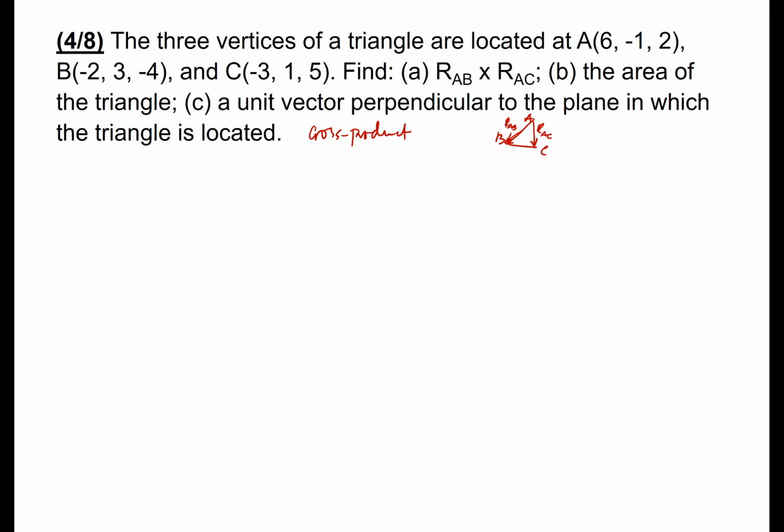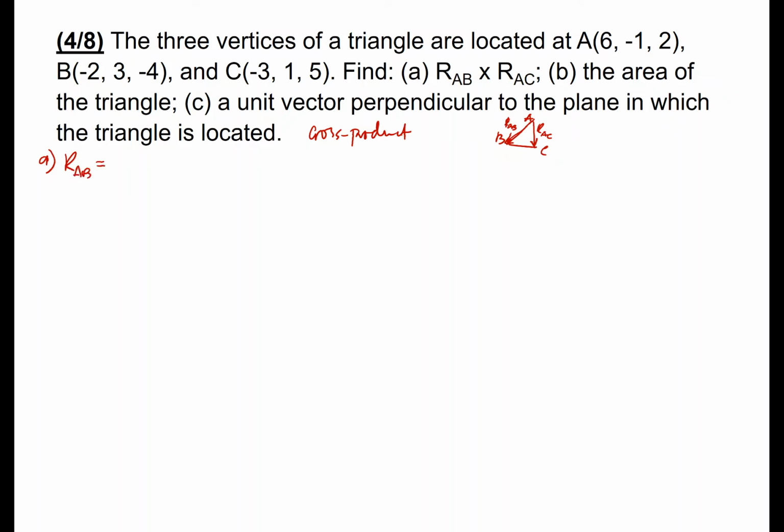But in this video, we're going to solve mathematically. The second problem is asking for the area of the triangle, and the last one is the unit vector perpendicular to the plane in which the triangle is located. Okay, this is very simple. First, how to find RAB. So let's proceed first to RAB.